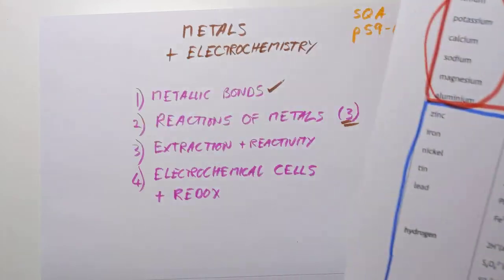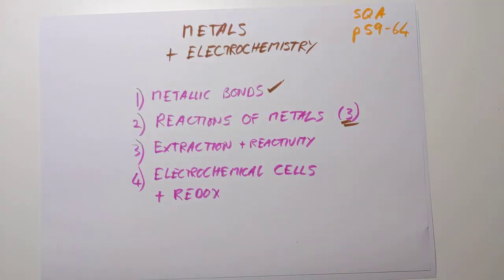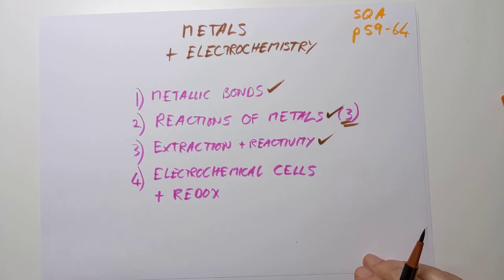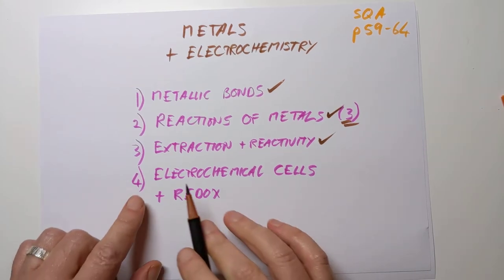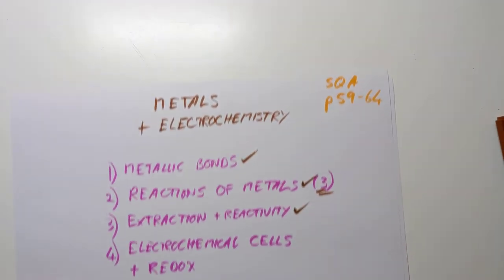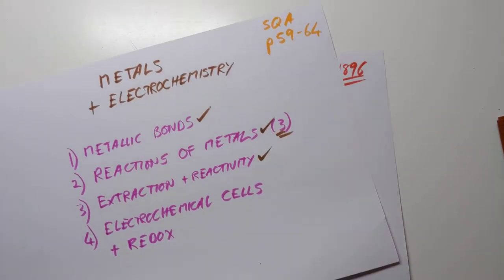What was the next plan there, guys? So metallic bonds, done. Reactions of metals, done. Extraction of metals, done. Which just leaves us with electrochemical cells and redox. Let's have a look at that. Once I find some fresh paper.